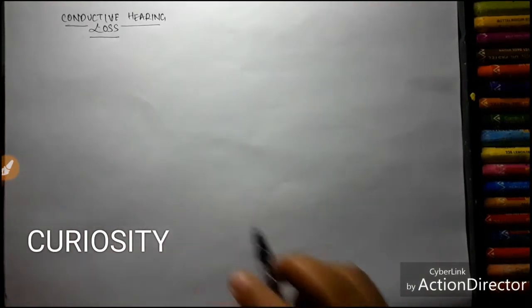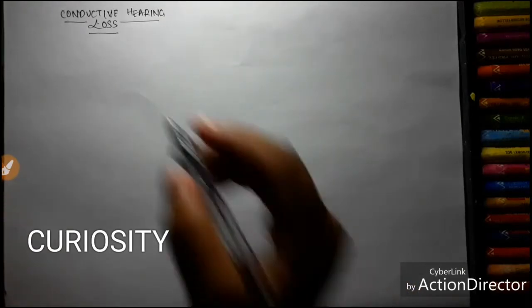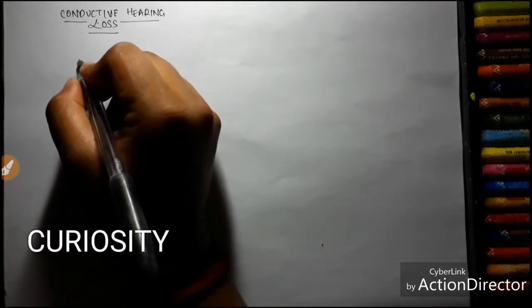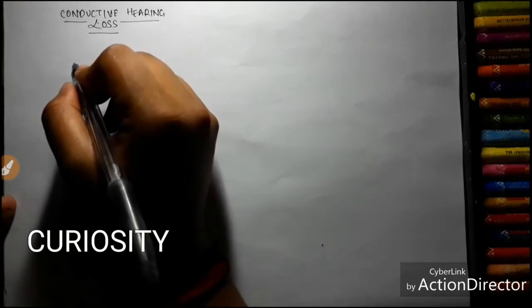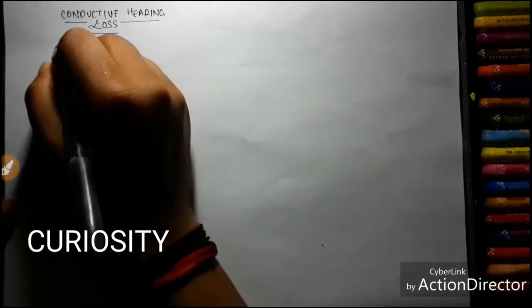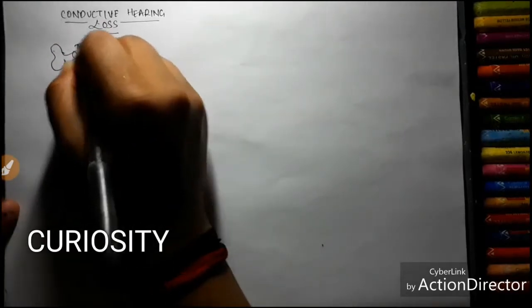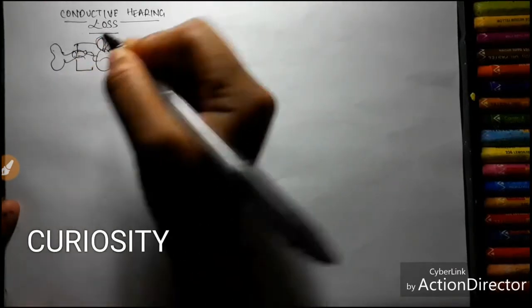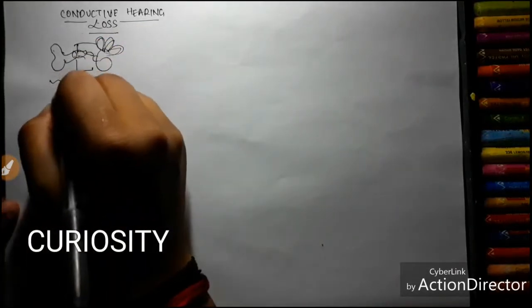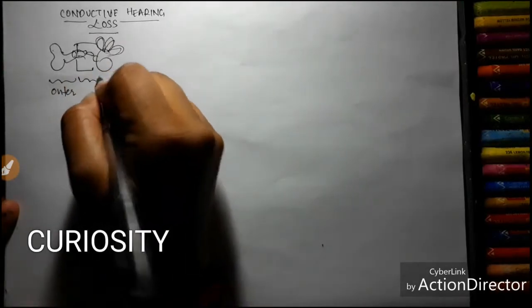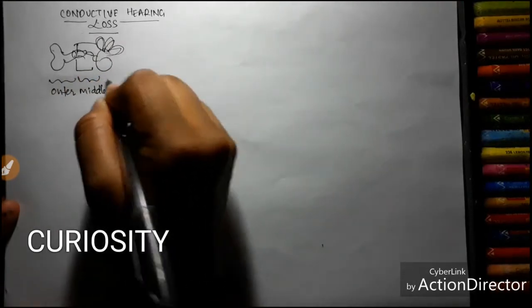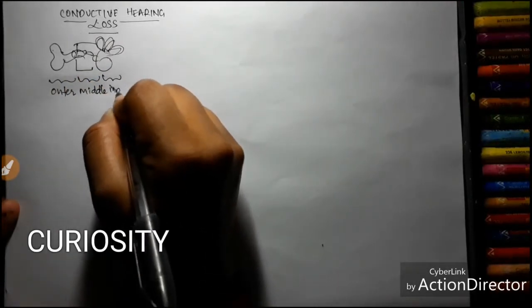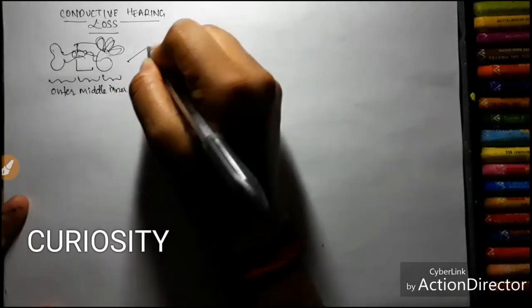As we discussed, there are many causes of conductive hearing loss, but first, with the basic anatomy, we should know how the ear is arranged: the outer ear, middle ear, and the inner ear. Damage to any of these regions can cause hearing loss, and I'll tell you how conductive hearing loss is caused.